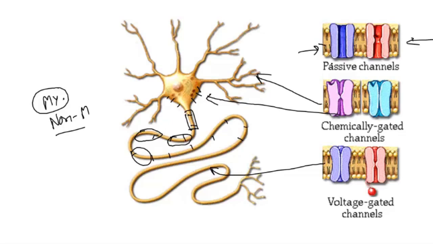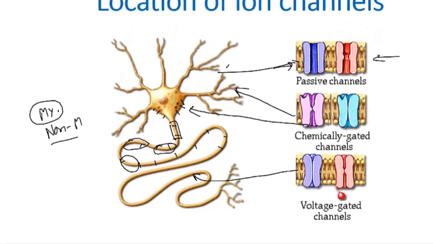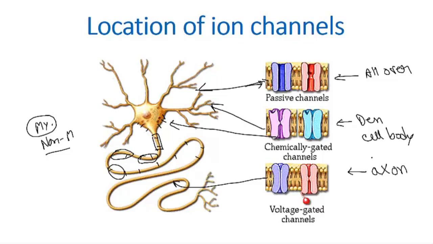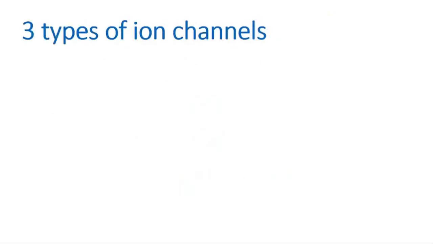Okay, passive is everywhere. So passive is all over the place. Chemically gated channels, dendrite and cell body. Voltage gated, in the axon. This is the way. So now for a summary, what we can look at.